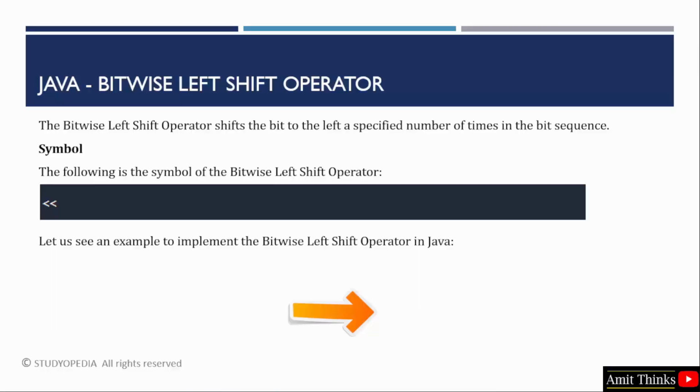It works like the right shift operator, but it will shift the bits to the left a specified number of times. That's it. Here the symbol is visible. If you want to shift, let's say, 3 times, you need to mention the symbol and after that mention 3. That's it. So let us see the example.